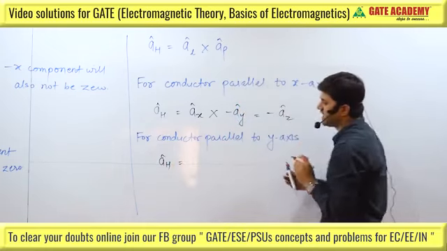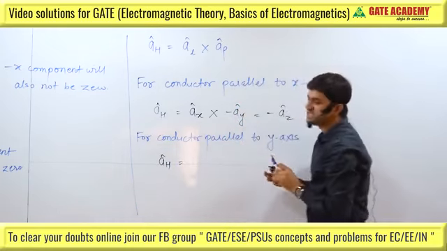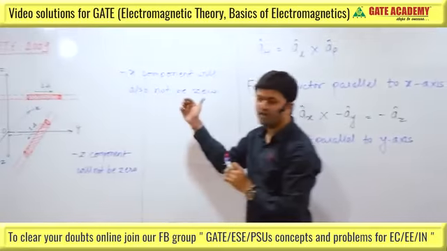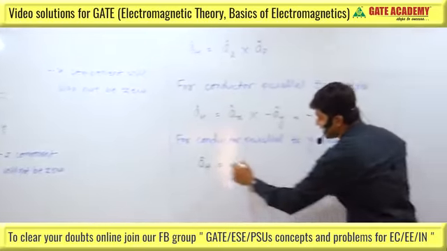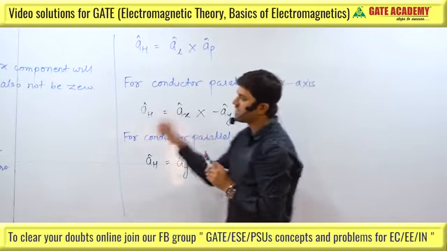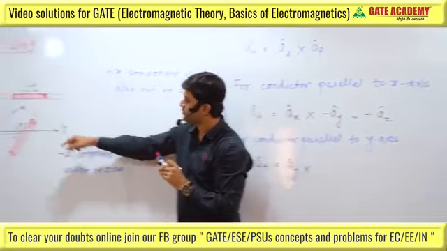Similarly, we can apply here again: dL is in the direction of current flow. So the current is flowing in the positive y direction, so dL is aY, and then the perpendicular distance from the conductor to the point of interest.